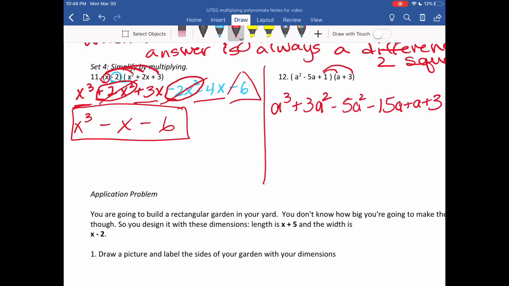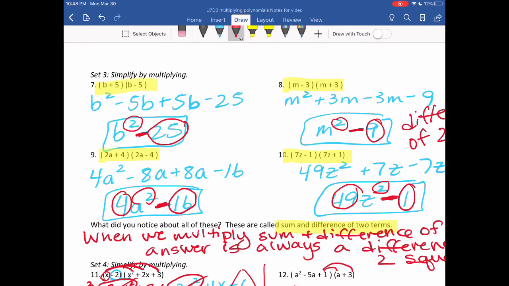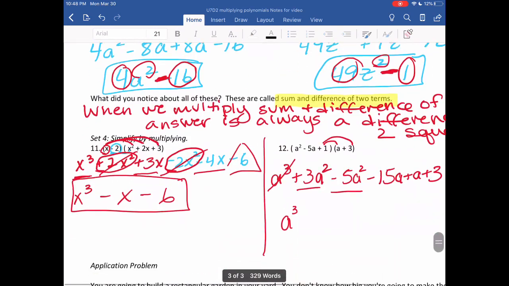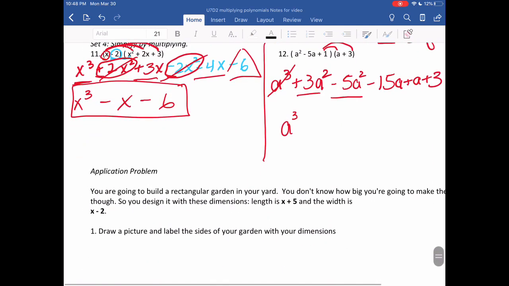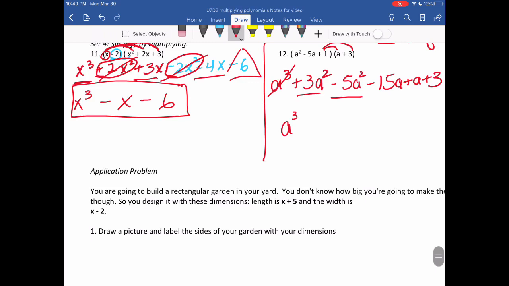Now we're going to combine our like terms. Again, we're going to start with just the biggest exponent. So a to the third. I'll rewrite that down here, a to the third. Let me look at my a squareds. I have positive 3a squared and negative 5a squared. So when I combine them, I get negative 2a squared.